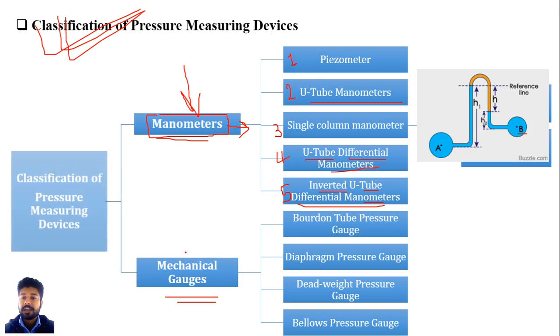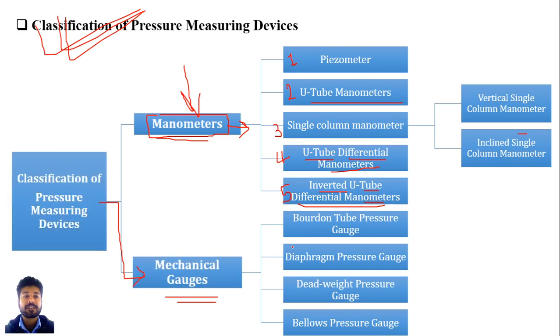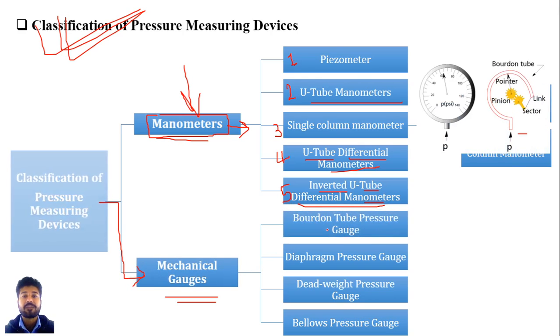The next classification of pressure measuring instruments, our second type, is mechanical gauges, which are direct measurement instruments where we do not need any numerical or formula to find the pressure. In mechanical gauges, our first gauge is the Bourdon tube pressure gauge. A live application of this Bourdon tube pressure gauge is when you fill pressurized air in your motorcycle or in a car.